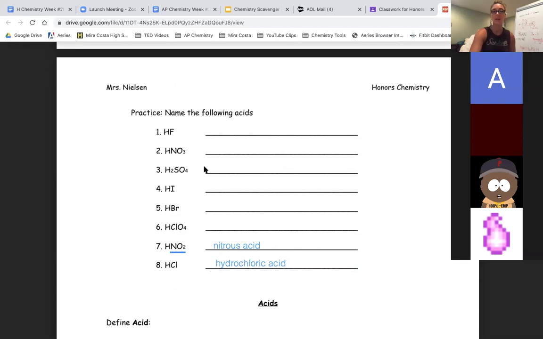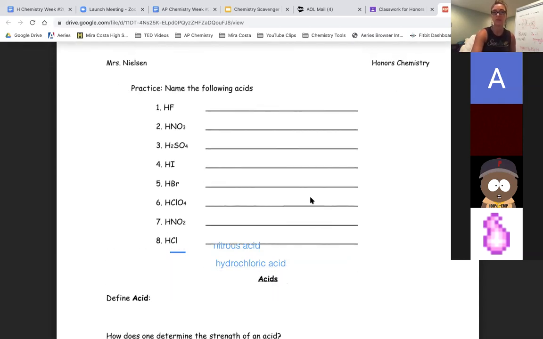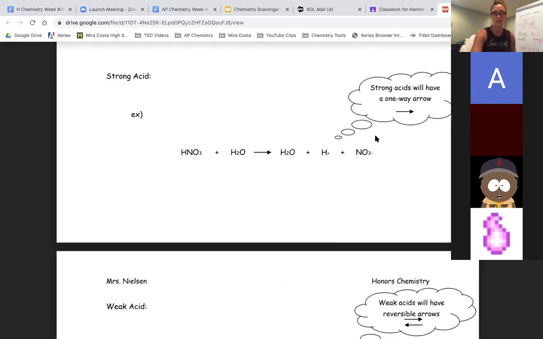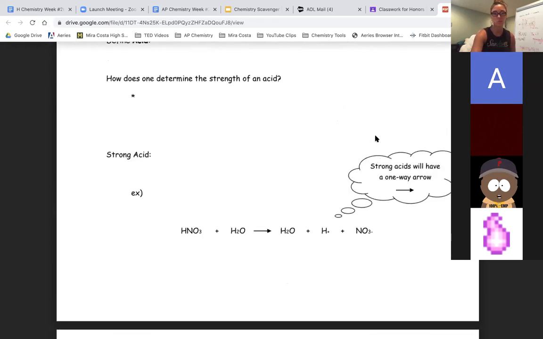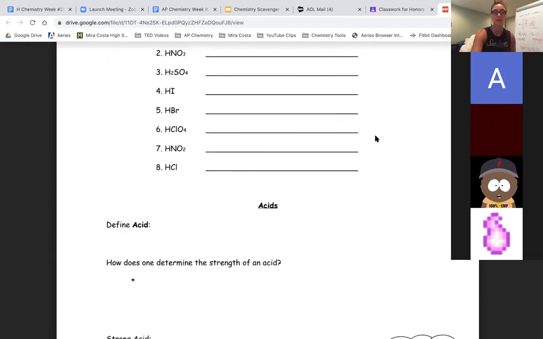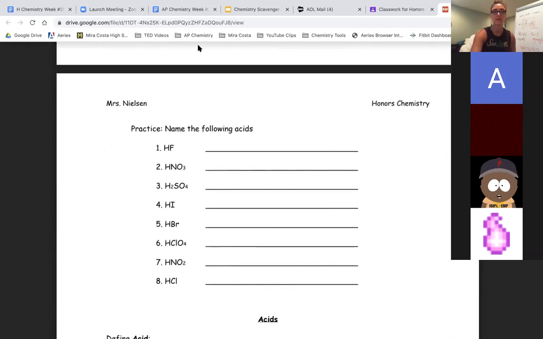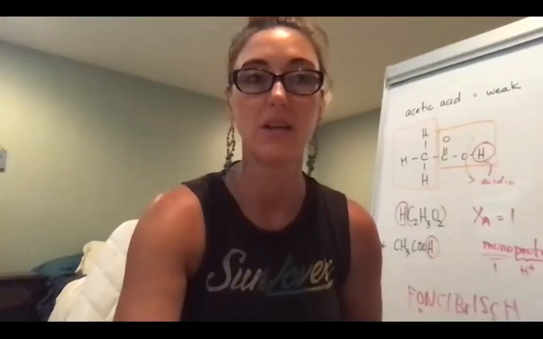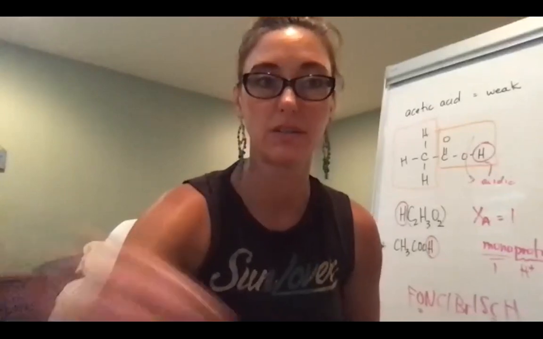Now I will tell you, let's quickly go through the strongest acids. I'm going to make a list over here of the strong acids. You know what, actually, I'm going to do this on my whiteboard instead. Maybe you can write it in your margin, okay?